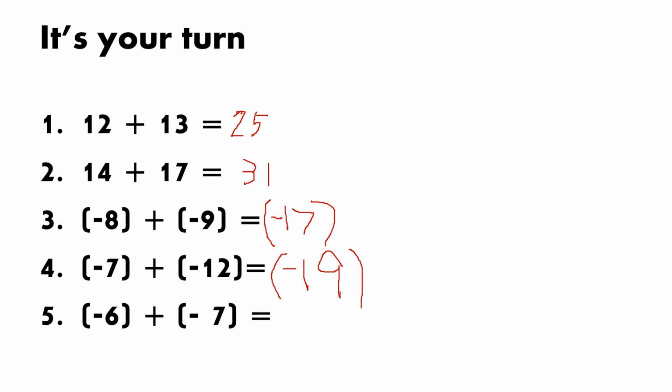Next, negative 6 plus negative 7. They are both negative, so we simply add. 6 plus 7 is 13. So since they are both negative, then our answer is negative 13.